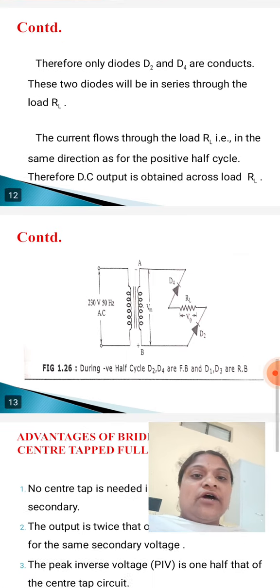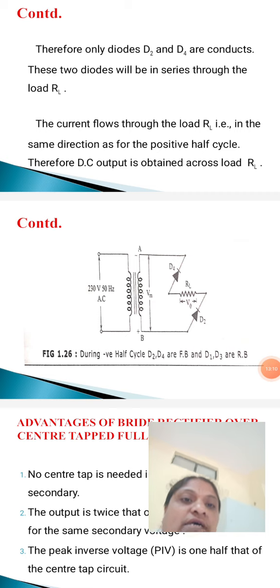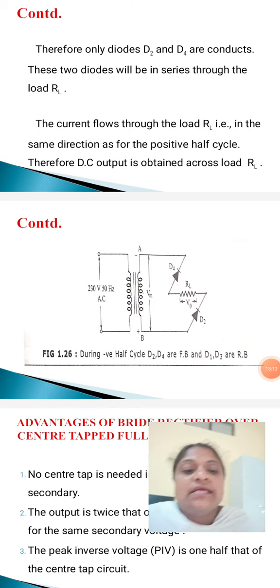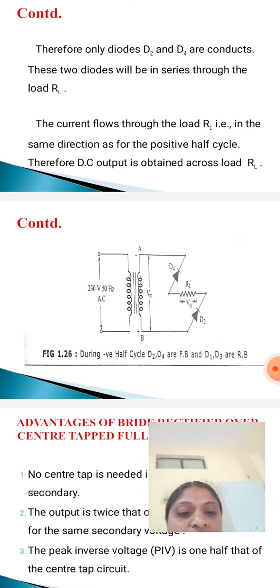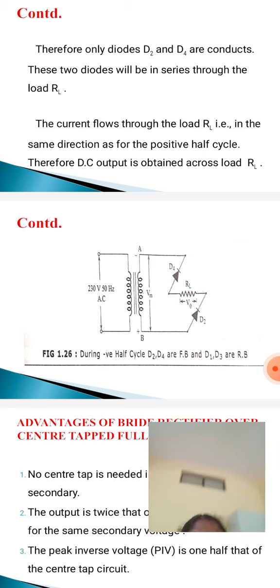Therefore, DC output is obtained across load resistor RL. Okay, so this is the operation of full wave bridge rectifier. Okay, next.